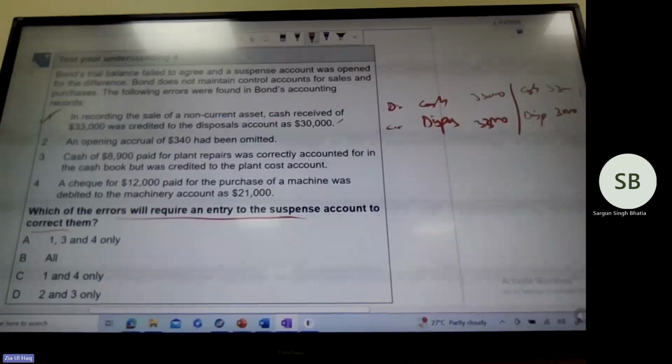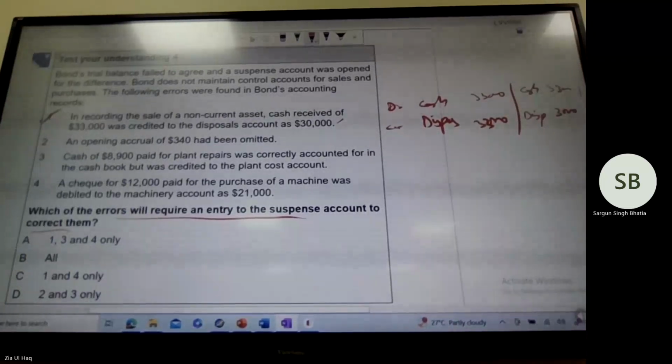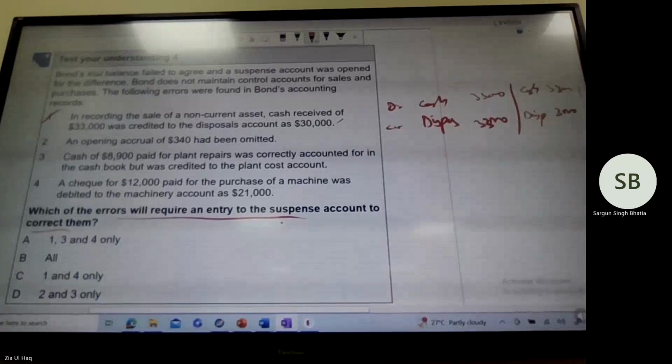Yes, there is a suspense involved. We need to identify those entries where the suspense account is involved. Which of the errors will require an entry to the suspense account to correct them? Where the suspense account is involved, we need to identify those entries. An opening accrual of 340 had been omitted.